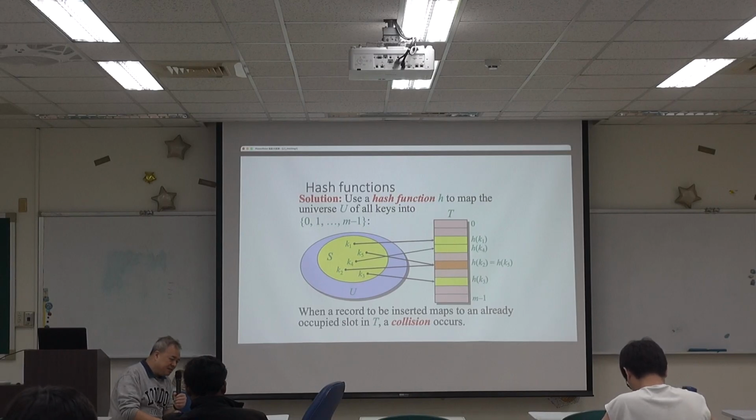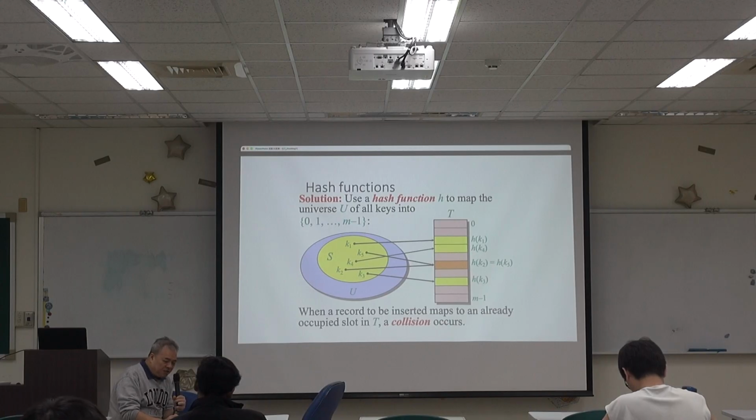The second question: when a collision happens, how do you resolve the collision? So basically, the hash approach surrounds these two different factors. Once these two factors are determined, you have a hash scheme.